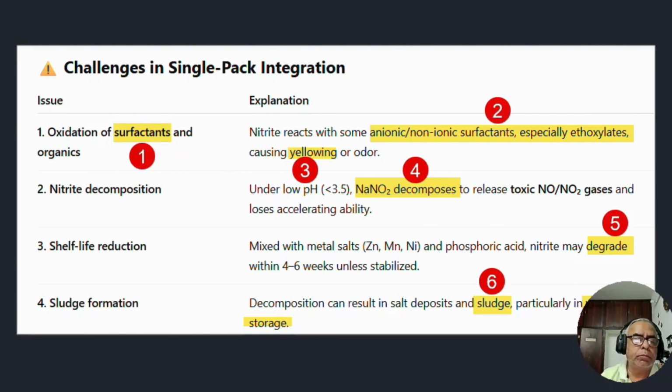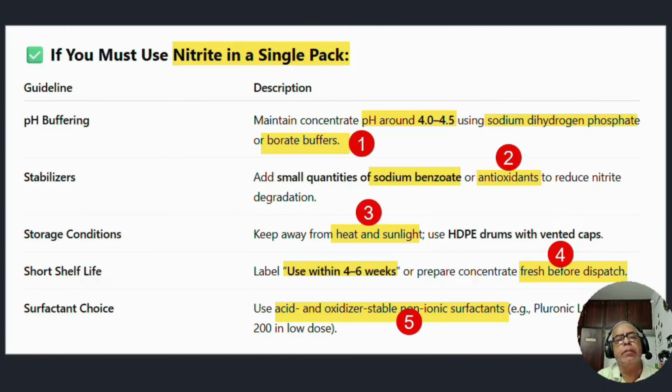Then let me move to the next aspect. Suppose I must use nitrite in a single pack. There is no other way, I want to include this one. Then in that case, I would suggest the following guidelines: pH buffering, use of stabilizers, improved storage conditions, and as a fourth aspect, short shelf life labels. You should have such an arrangement. Then surfactant choice is restricted here. Now let me discuss one by one.